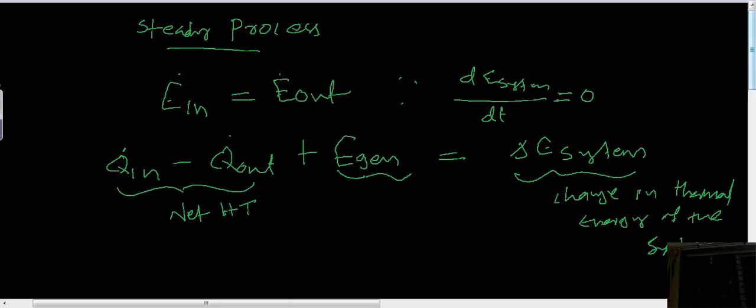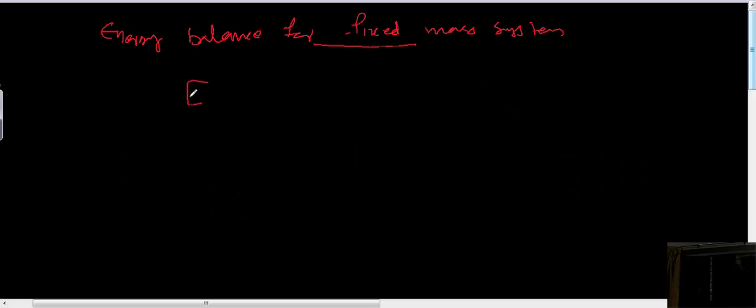Next we will see what if it is applied on a closed system. It will be nothing but E in minus E out is equal to delta U. There is no work, delta U, and this is equal to m Cv delta T.